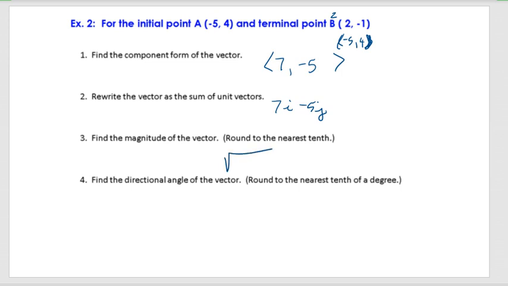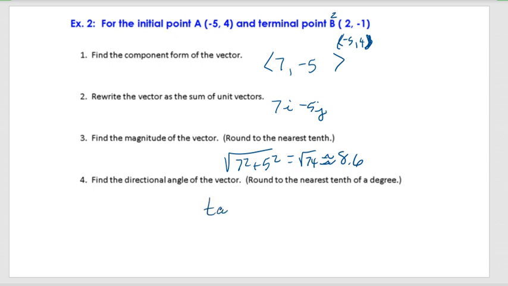All right, I'm double checking. Find the magnitude. I need 7 squared plus 5 squared, which is 49 plus 25, equals square root of 74. Square root of 74 is 8.6. This is approximate, by the way.